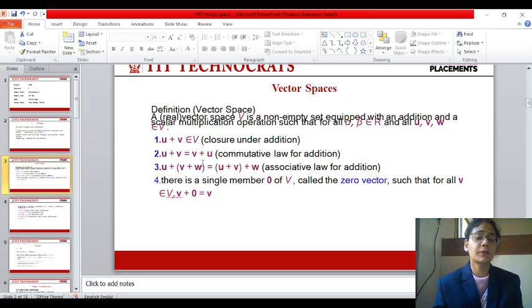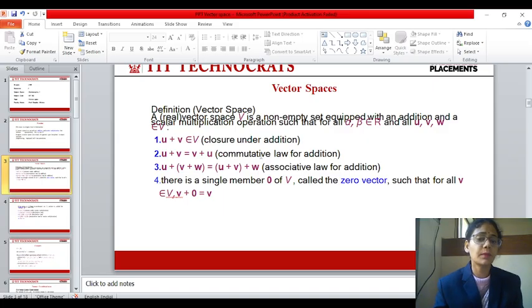So there are a few properties which a vector space holds. These properties are similar to the properties which a single number holds. First is the closure property, closure under addition. When we add any two vectors u and v, the resultant vector should also belong to V. That means the resultant vector after adding u and v should also be a member of vector space V. This is called the closure property.